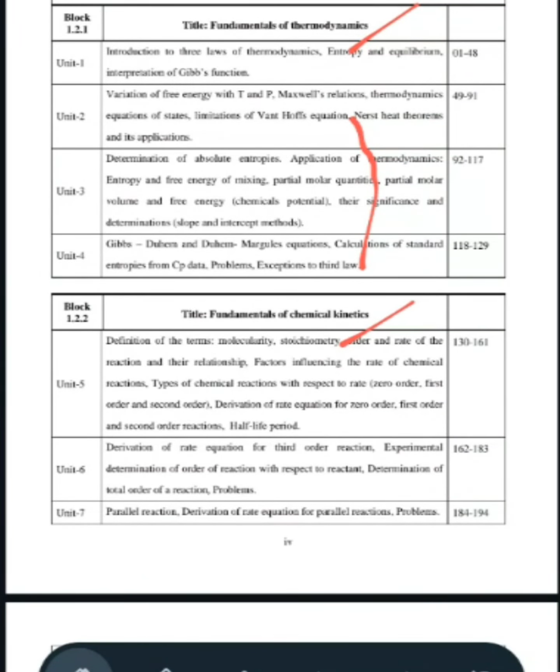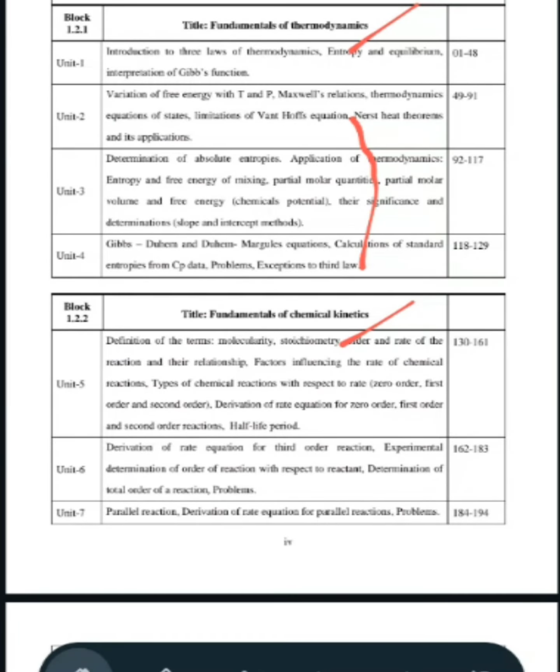So in the first block, we are going to study the basic fundamentals of thermodynamics, what the terms used in thermodynamics are, and an introduction to the first, second, and third laws of thermodynamics, and variations of energies, Maxwell's law, distribution law, and also Gibbs equations we'll be studying.